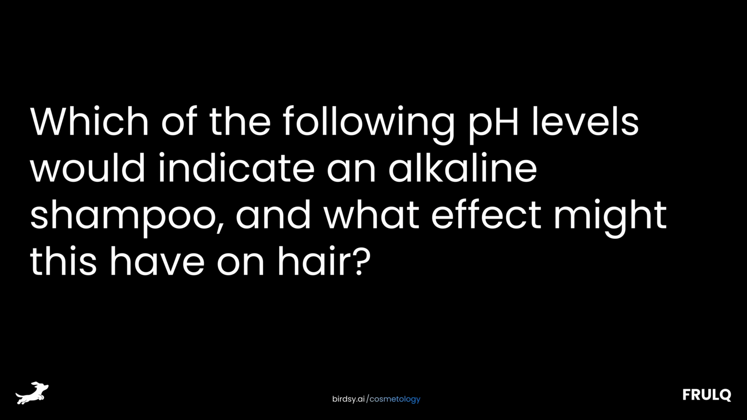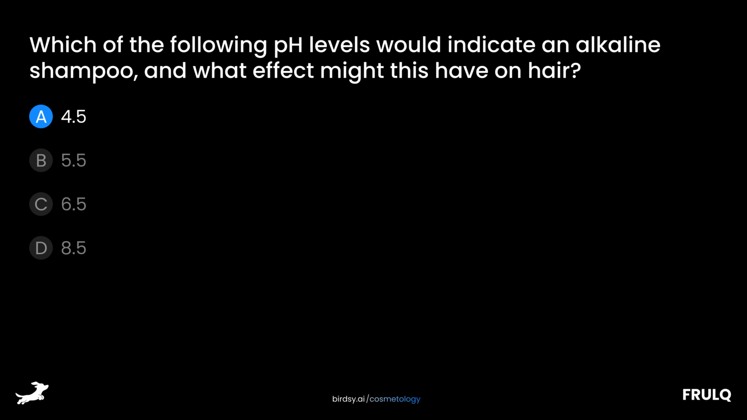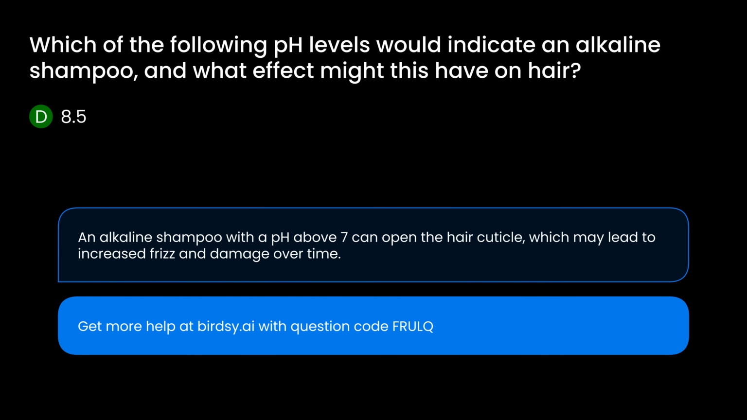Which of the following pH levels would indicate an alkaline shampoo, and what effect might this have on hair? Is it A, 4.5, B, 5.5, C, 6.5, or D, 8.5? The answer is D, 8.5. An alkaline shampoo with a pH above 7 can open the hair cuticle, which may lead to increased frizz and damage over time.